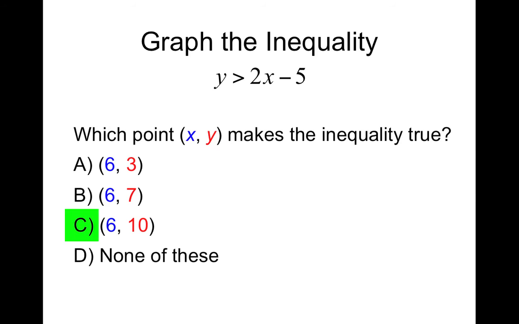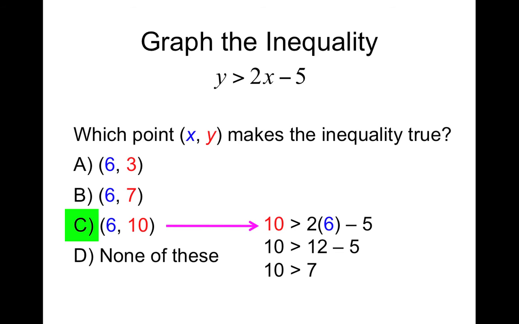The only point that makes it true is (6, 10). When y is 10 and x is 6, we have that 10 is greater than 2 times 6 minus 5. 2 times 6 is 12, so this inequality is saying 10 is greater than 7, which is a true statement.